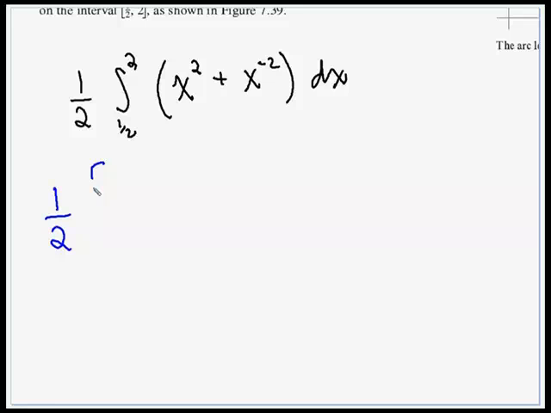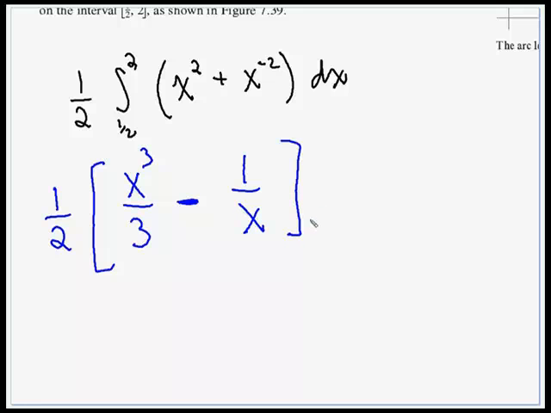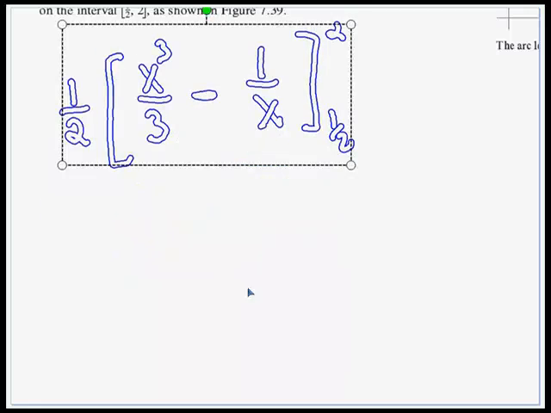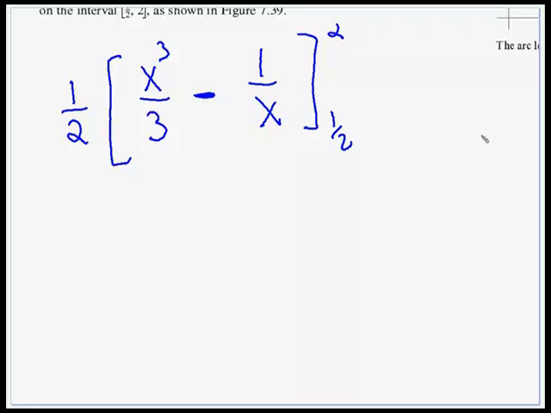So 1/2, raise the power by 1, divide by the new power, x to the third over 3, plus raise the power by 1, divide by the new power. That's going to be x to the negative 1 divided by negative 1. So that's going to become minus 1 over x. And we evaluate from 1/2 to 2. So the worst part of this antiderivative is going to be that little 1/2 as our lower limit, but that won't be too bad.